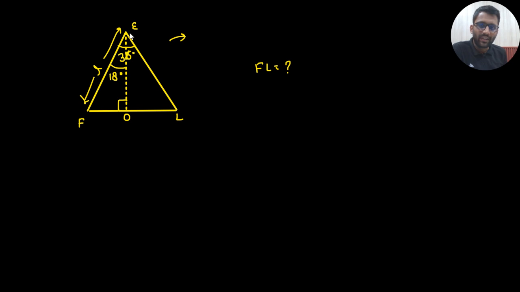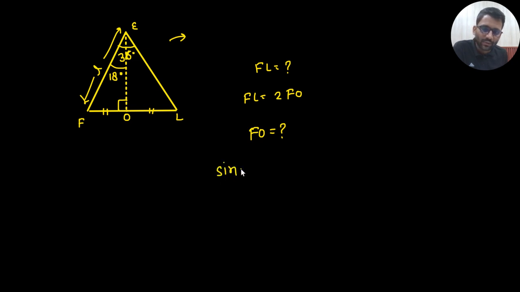So this angle will be 80 degrees. This will be bisecting this. Okay, so what will be my FL? FL will be 2 times FO. My target is to find FO. How can I find FO? FO will be what? I need to find FO. So how do I find FO?